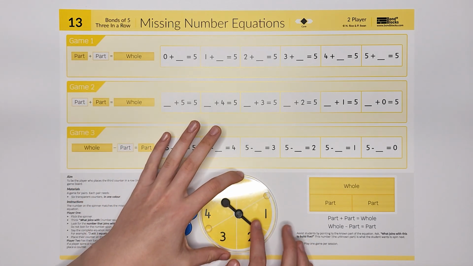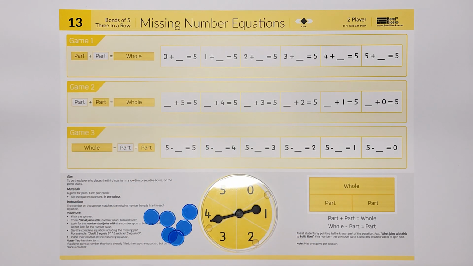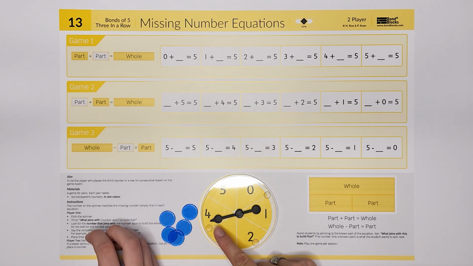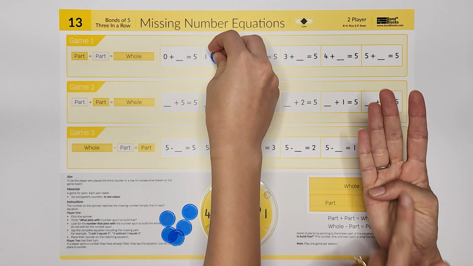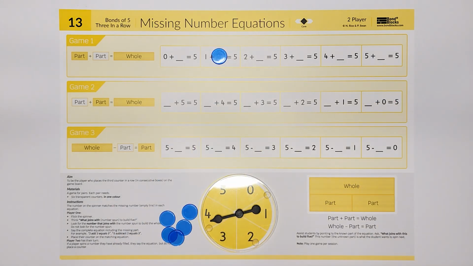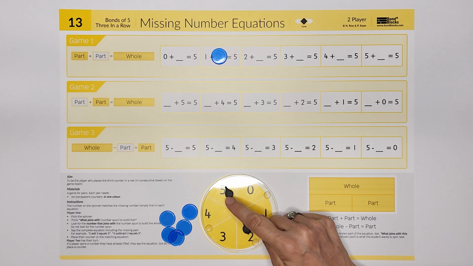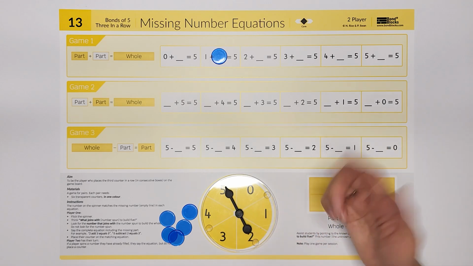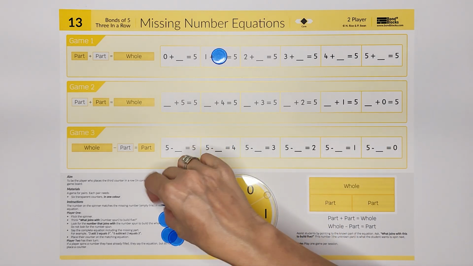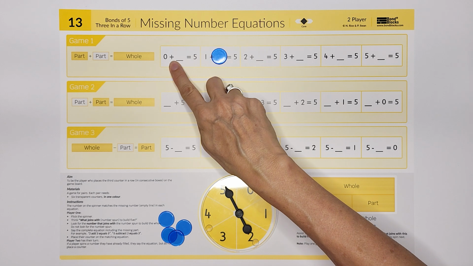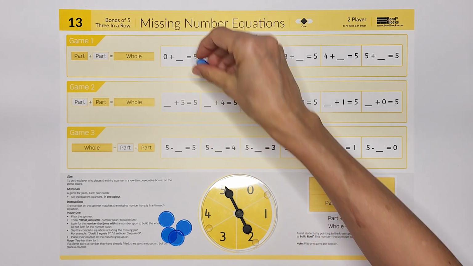Okay. And you're thinking, what joins with the part of 4 to make 5? 1 add 4 equals 5. Excellent. And I've spun the part of 5, and I think 0 joins with this, so I'm going to say 0 add 5 equals 5.